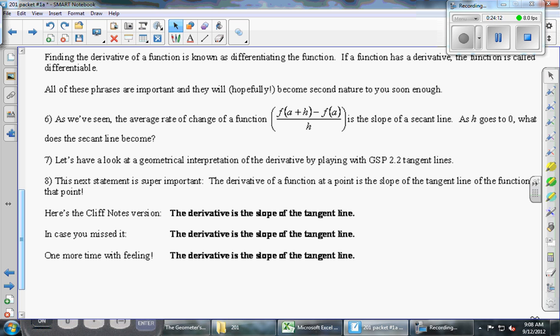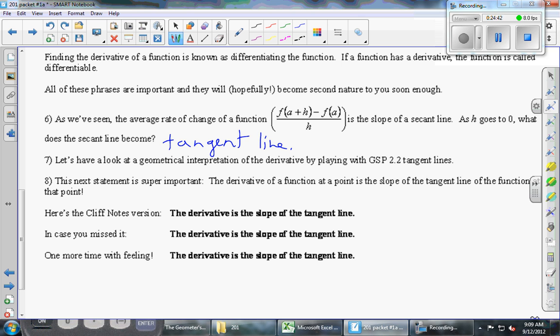Okay, we'll go to Garrett for 6. As we've seen, the average rate of change of the function, f of a plus h minus f of a over h, is the slope of the secant line. As h goes to 0, what does this mean? Okay, so we've answered this question on a couple of different days. I think it's that important. The secant line becomes what when you squeeze h down to 0? It becomes the tangent line.